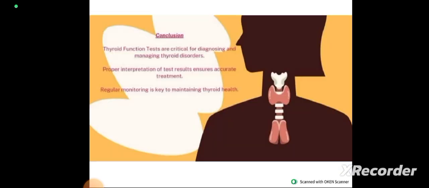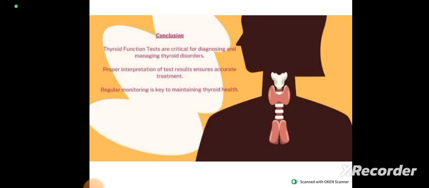Monitoring and follow up. Regular follow up with TFTs is crucial. Why? Because medication effectiveness will be ensured, doses can be adjusted, and any complications can be prevented. Always consult with an endocrinologist for personalized treatment based on TFT results and clinical symptoms.